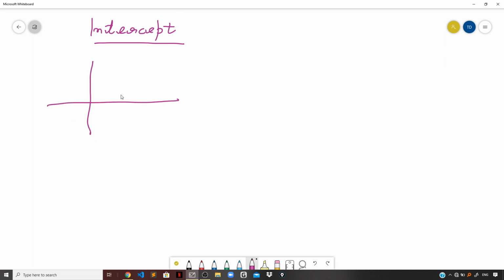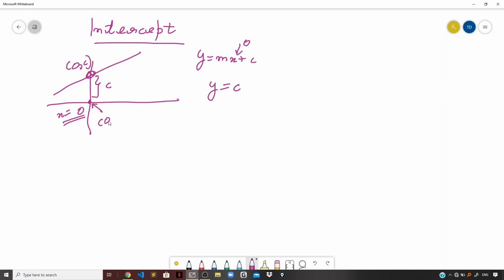Again, let us see this with the diagram. If your x value is 0, so you are at this point, what will be the value corresponding to this y? This is your intercept. So it basically tells you what is the value of y when x is 0. You have the equation y is equal to mx plus c. You plug in x as 0, you get y is equal to c. So this is represented as 0 comma c, and this point is your origin 0 comma 0.